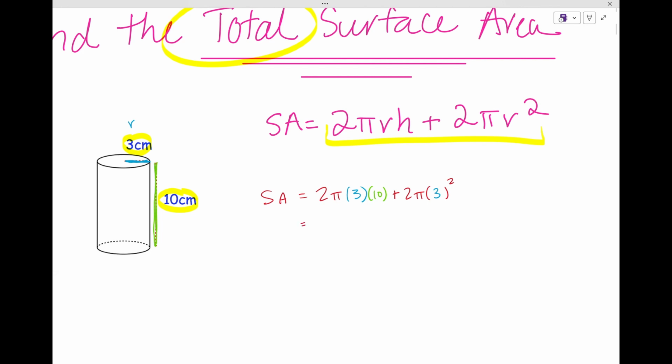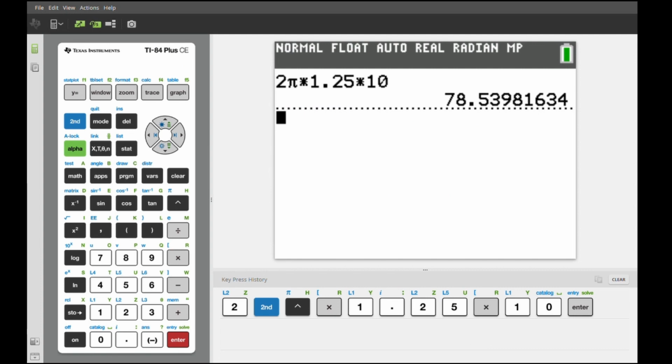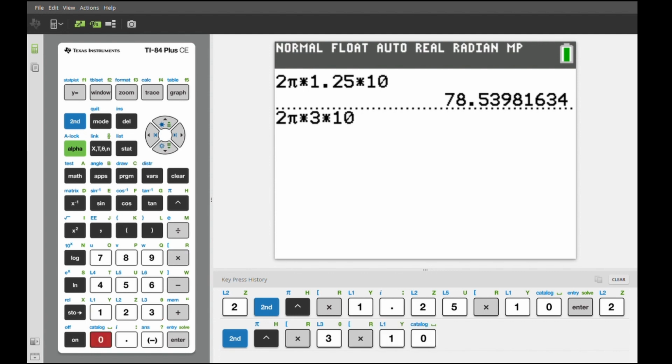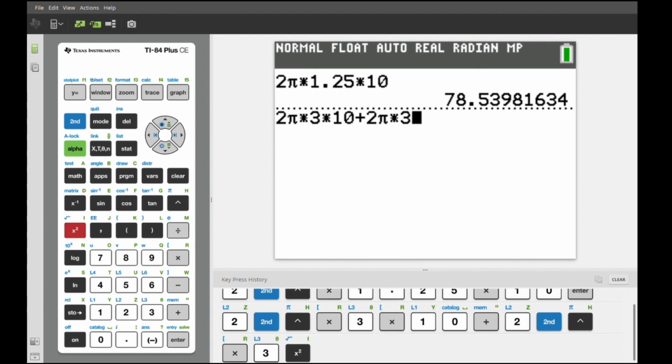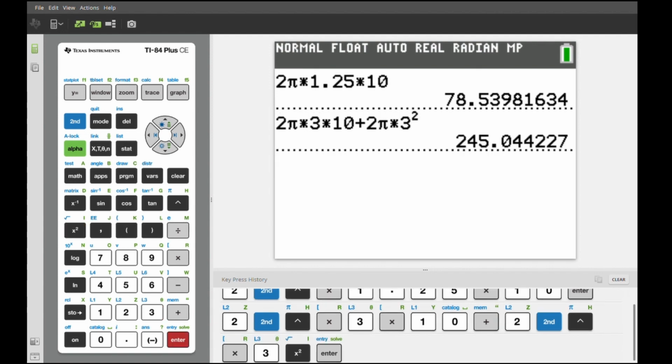And I just plug this into a calculator and I should be able to get my answer. So we had 2 times pi, then our radius was 3, our height was 10. Plus, then we had 2 pi r squared. So 2 pi, again our radius was 3, and we're going to square that, so we use our x squared button. We hit enter. And here we go. So 245.04 should be our answer for that.